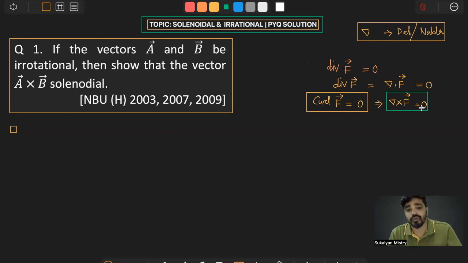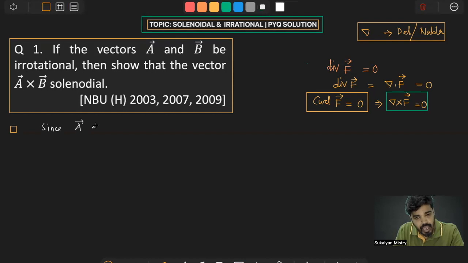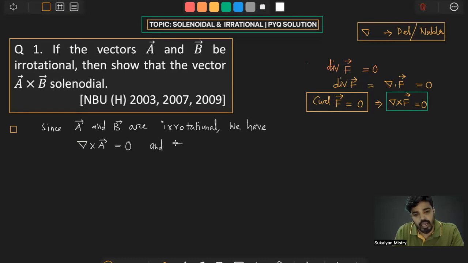Getting my point? So now what is given? Here it is given that A and B are irrotational. That means del cross A is equal to 0 and del cross B is 0. So pause the video, write the question. Since A and B are irrotational, we have curl A is equal to 0, that is del cross A is equal to 0, and del cross B is equal to 0.